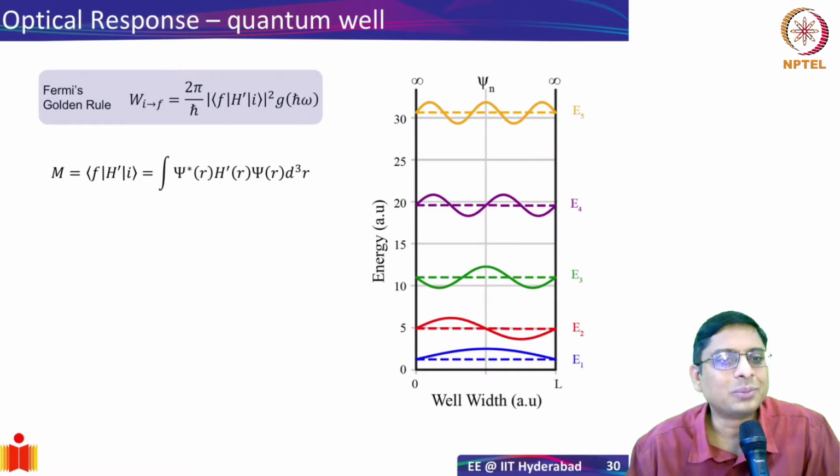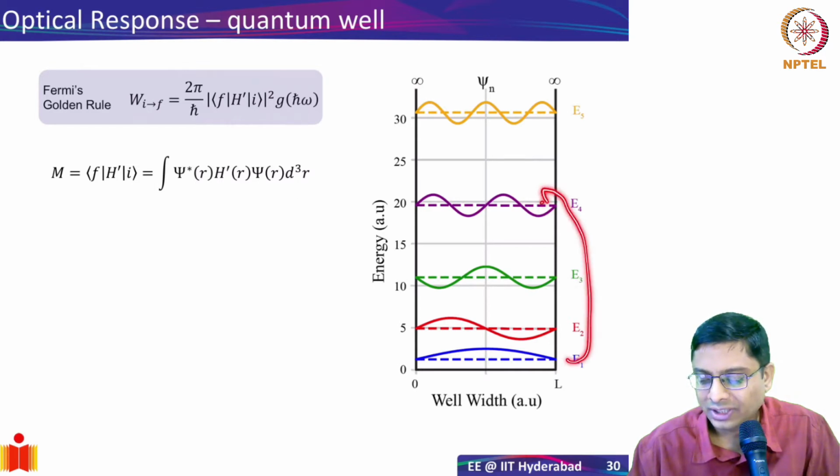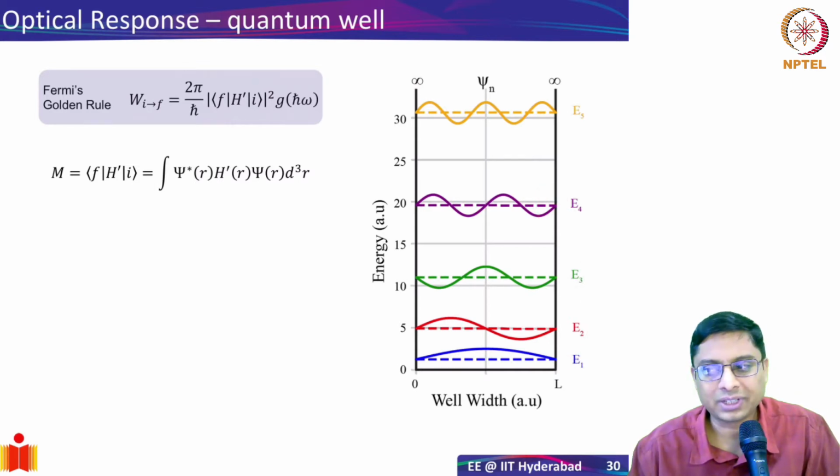But then there is one more roadblock, which is what we call a matrix element. If you look at Fermi's golden rule, the probability of absorption or emission will depend on the matrix element times the density of states. We'll have to understand this in a little more detail, and that's what we will try to do this week. Similarly, if I take a photon of energy E4 minus E1, will it get absorbed? These are the questions we'll answer.